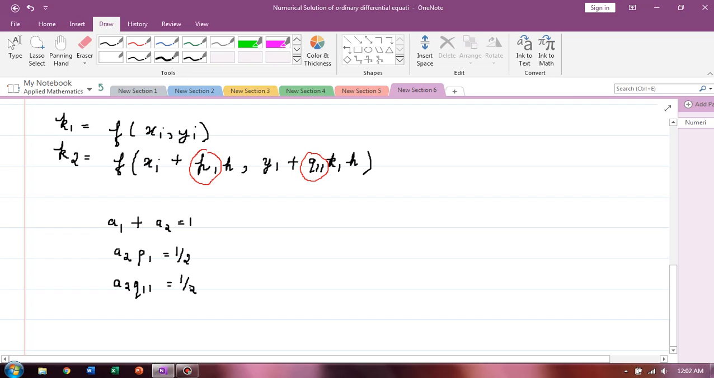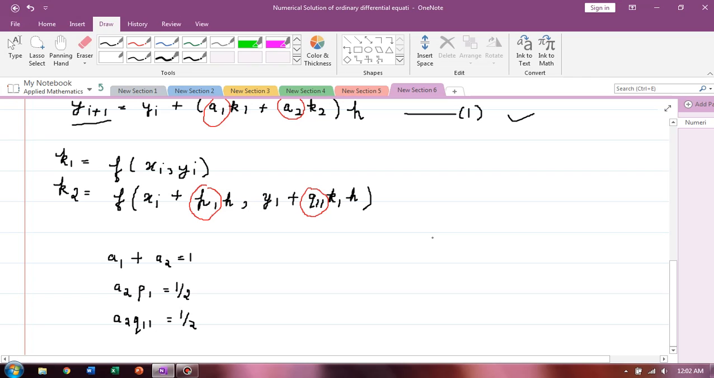Fine. So but these are three equations, and you have how many unknowns? You have four unknowns. Okay, 1 2 3 and 4. So now, due to this reason, we have many popular choices available for computing the value of a1, a2, p1 and q11. Okay, so as people took different choices for computing the value of these four unknown variables using three equations, this is the reason we have various methods. So there are popularly three methods available to compute the values. Okay, those three methods are Heun's method, midpoint method, and the third is Ralston's method.